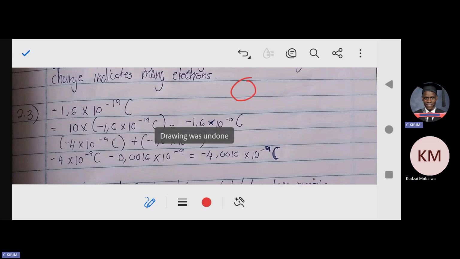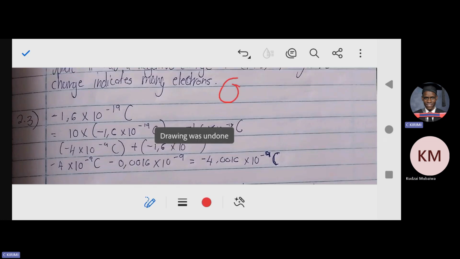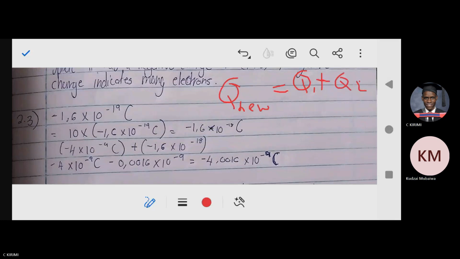Isn't this the last section where I was teaching you before the test, when I was telling you about the total charge? If you want the new charge on each sphere, this is Q new on each sphere, which we said is equal to Q1, the charge of sphere 1, plus Q2, the charge of sphere 2, when they come into contact. Then you divide both of the charges by 2. Then you get the charge after contact.